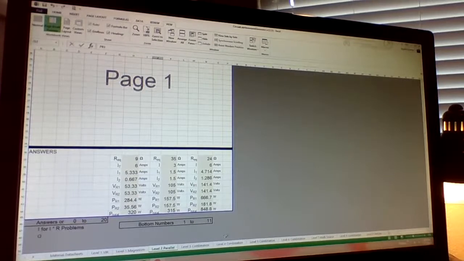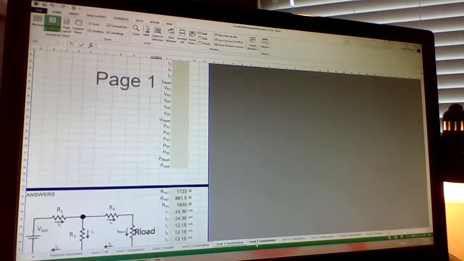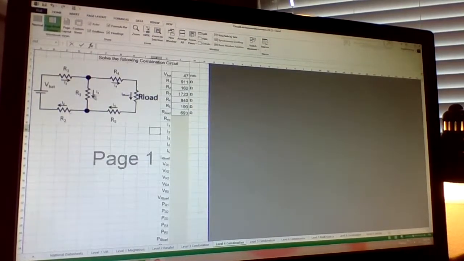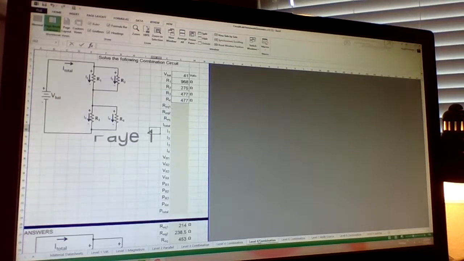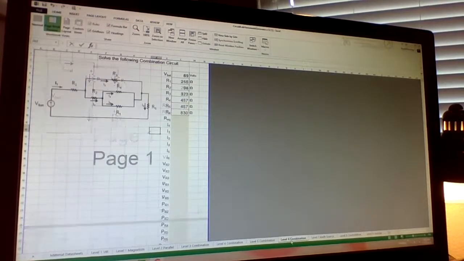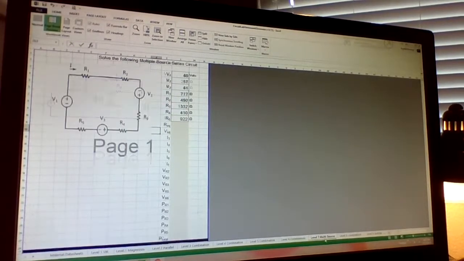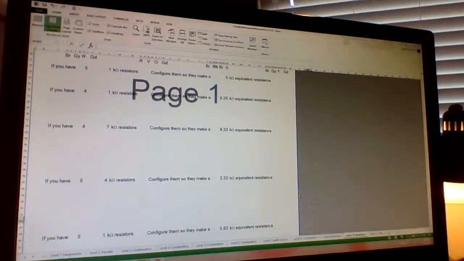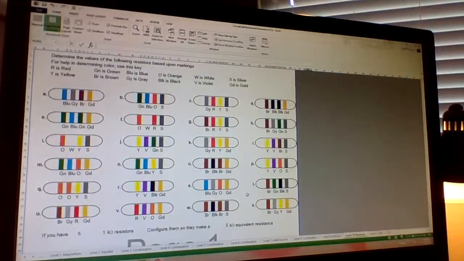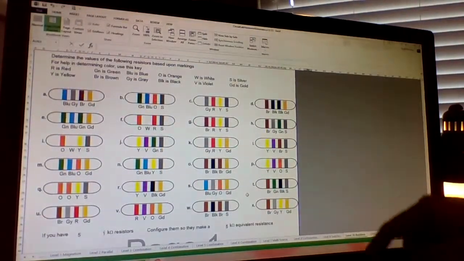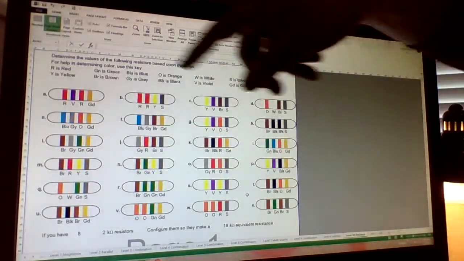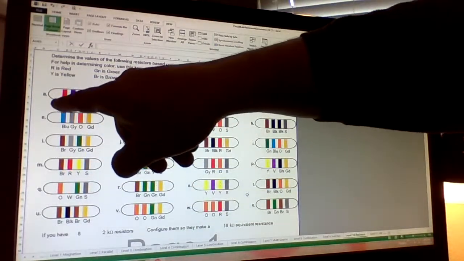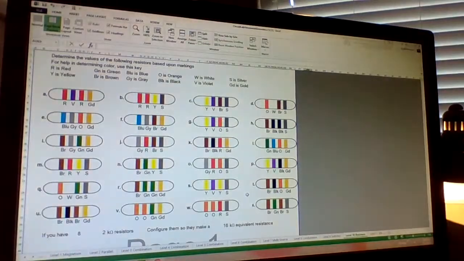We keep going up different levels, if you will, and you'll notice they progressively get harder, and then they get harder, and then they get much harder. Then we start putting multiple sources in there, combination circuits, how to do switch problems, how to do resistor problems. And here, every time I hit F9, it creates a whole new set of resistor problems for me. This will help you with your resistor identification.